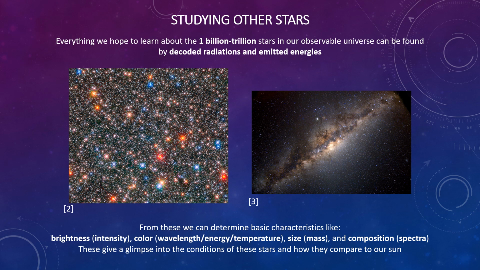We can also determine its size and mass, as well as its composition from its spectra. We know about spectroscopy and how we can determine composition, and so that's how we determine the composition of stars, is through their spectra. And this gives us a glimpse into the conditions of these stars, and then we can compare that to our sun, and we can learn about our sun's place amongst all of these stars.